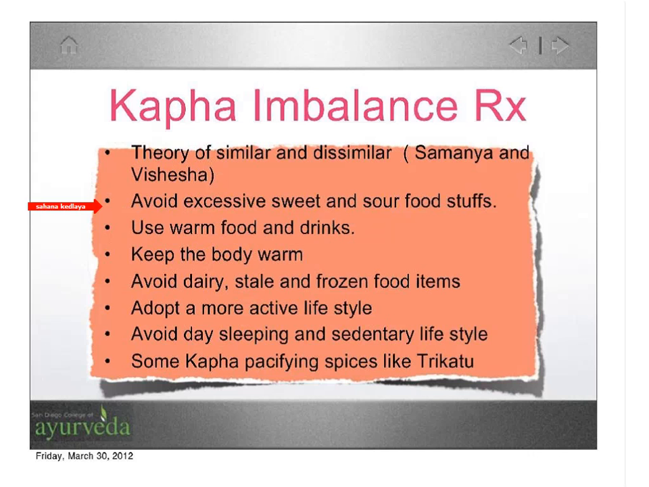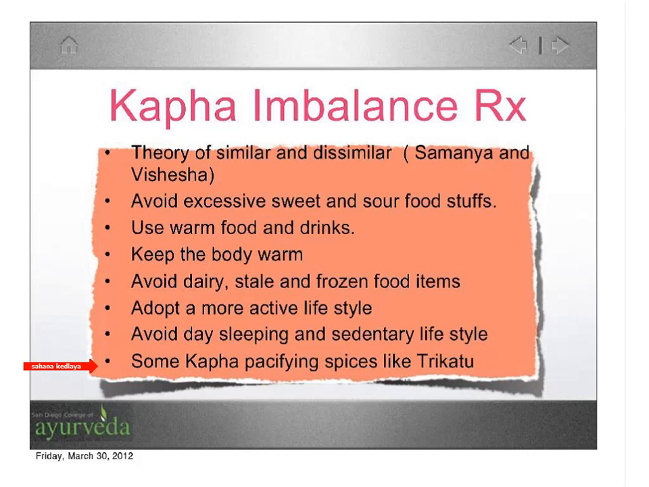So avoid excessive sweet and sour foodstuffs. Use warm food and drinks, because kapha has the property of cold. Keep the body warm. Avoid dairy, stale, frozen food items, the oily food items, etc. Try to adopt a more active lifestyle. Implement some exercises which can be tolerated by the person, and avoid day sleeping and avoid a sedentary lifestyle.